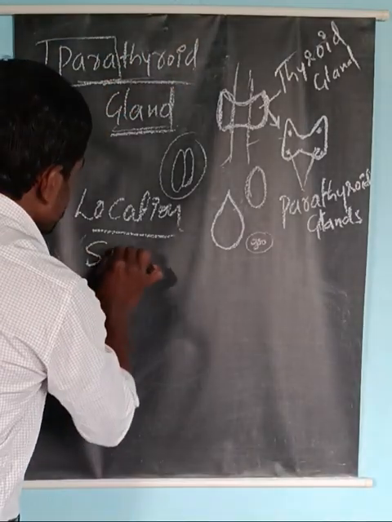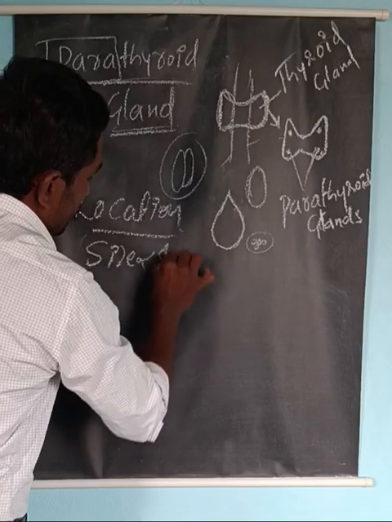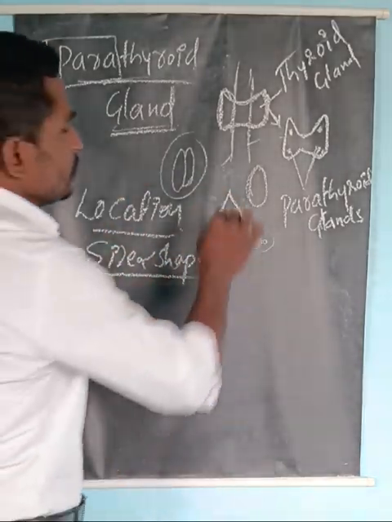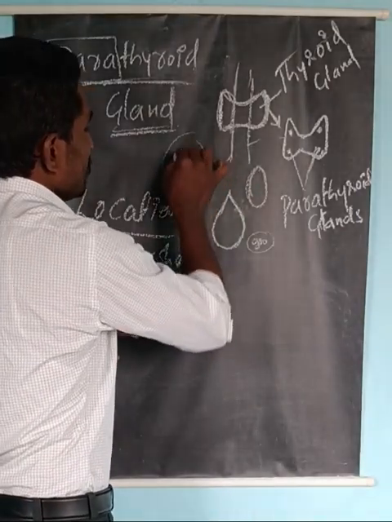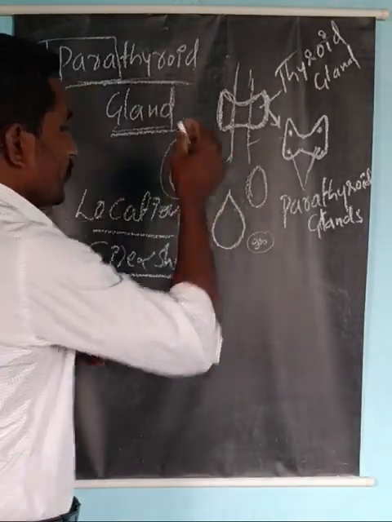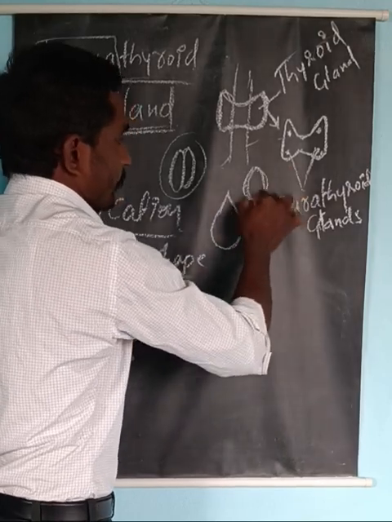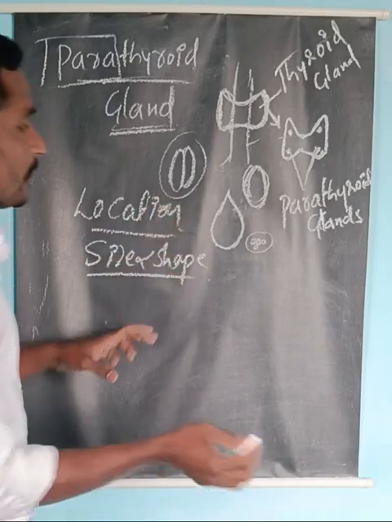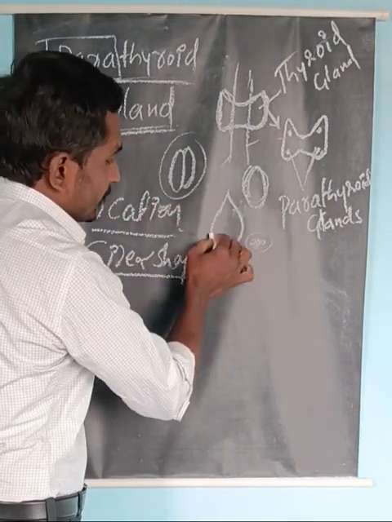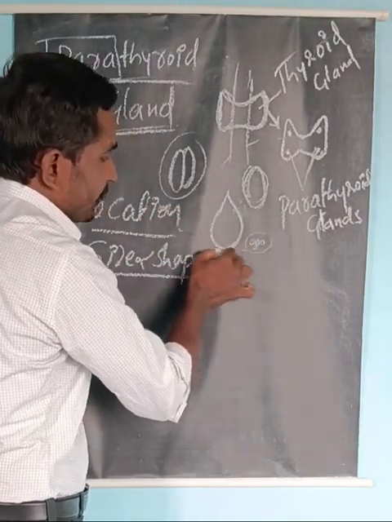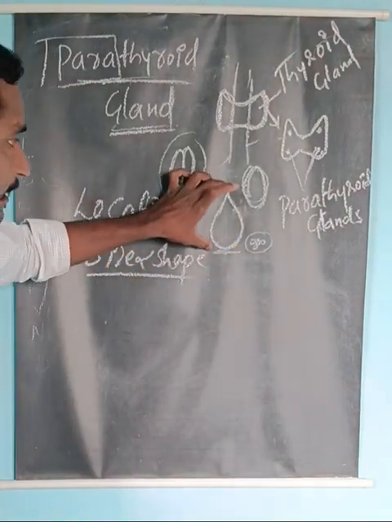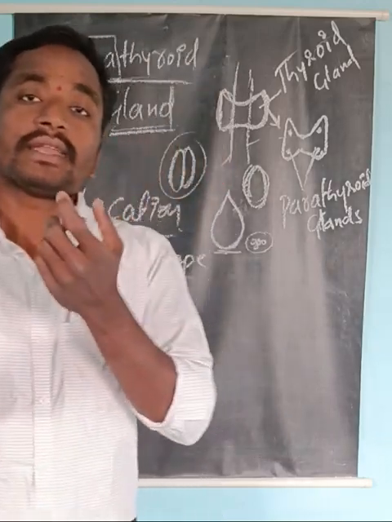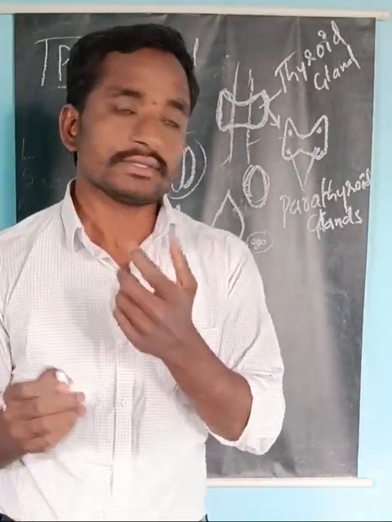Now come to the size and shape of the parathyroid gland. The parathyroid gland usually appears pyramid in shape, or oval in shape, or it is a teardrop-like structure. Teardrop means pointed at the top and round, circular at the base. So we call that a teardrop shape.